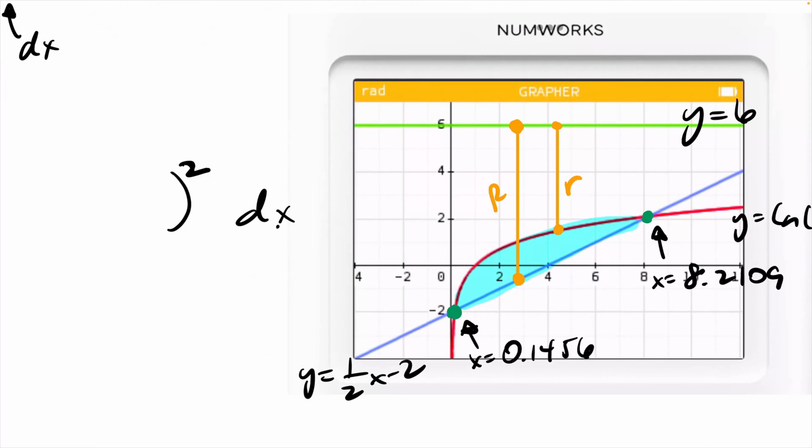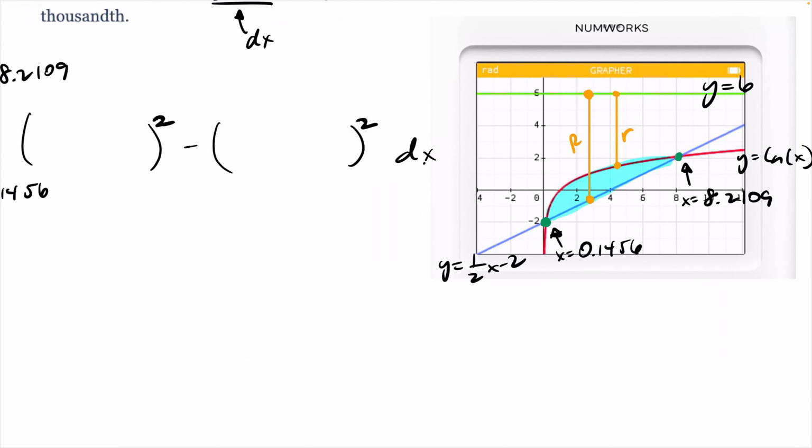Okay. So for big R, you're going to go top function minus bottom function. And then same thing with little r. So big R is y equals 6.